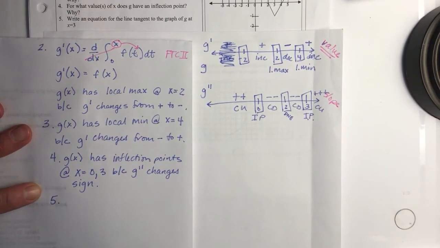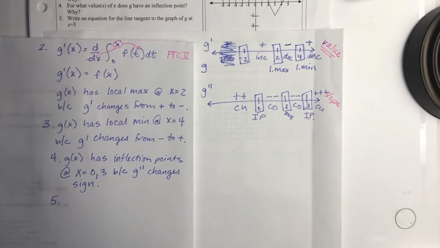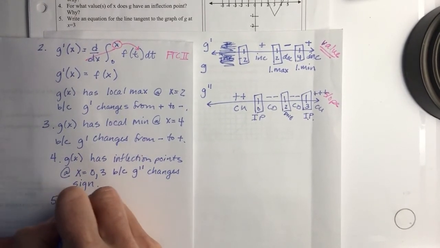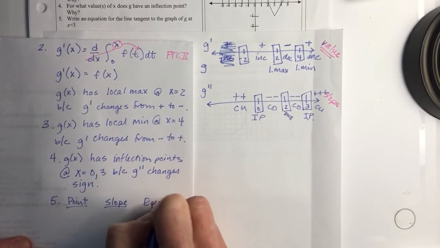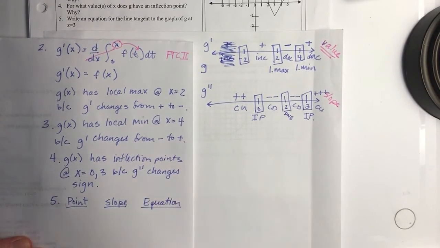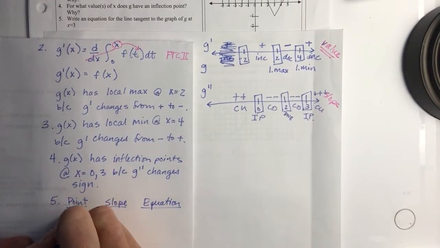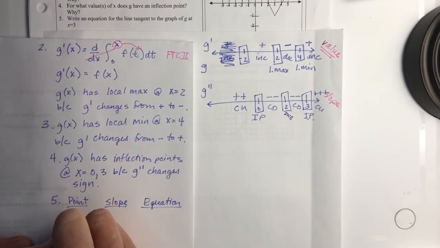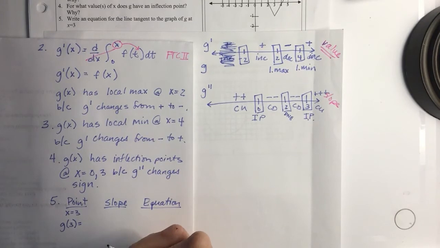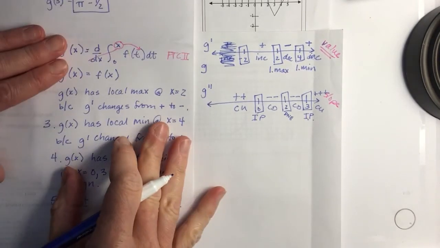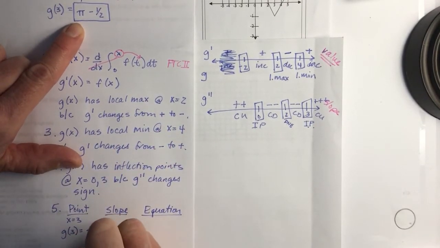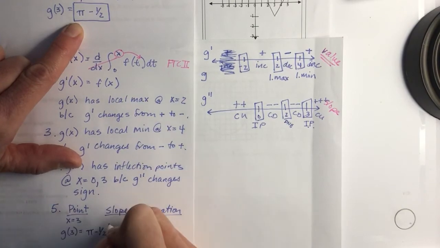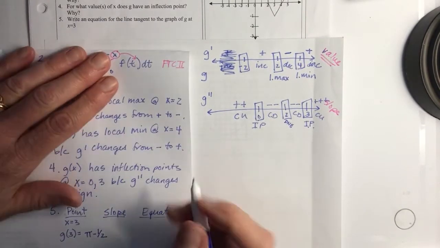Write an equation for the line tangent to the graph of g at x equals 3. Okay, what do we need for an equation of a line? Yes, you said it. I know you did. Point and slope. And then we can write our equation. Okay, so let's go back to x equals 3. We know g of 3 is equal to, I know it looks totally weird, right? Remember, we have to go back up here. Our g of 3 was pi minus 1/2. Weird. Okay. And then our slope, g prime at 3.